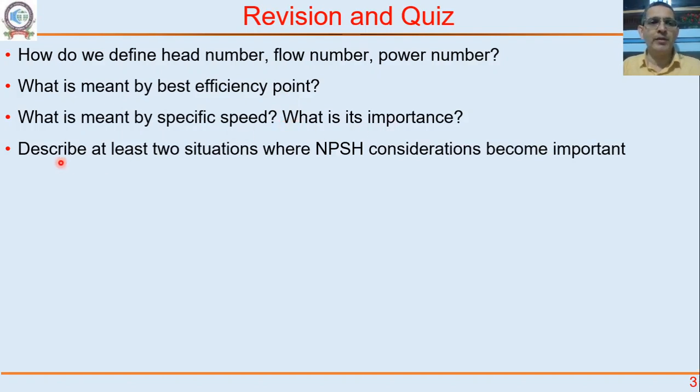And I want you to think about and describe at least two situations where NPSH considerations become important. One of the situations we talked about was a bore well, when we had to pump water from a very low level to the surface. We could not have the pump at the surface, and therefore we need to locate the pump at a lower and lower level. So the NPSH considerations become important. I want you to think about one more situation.